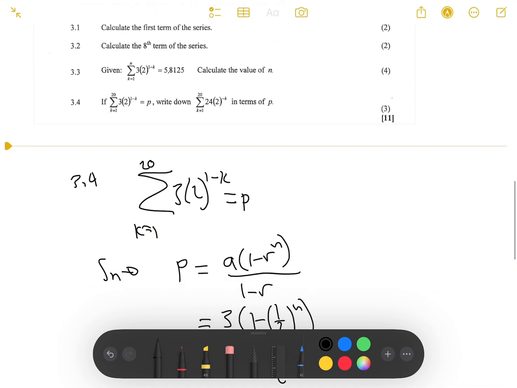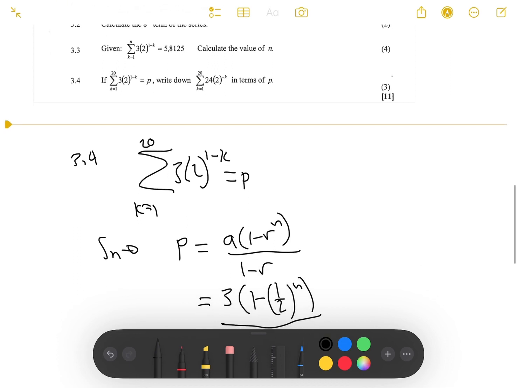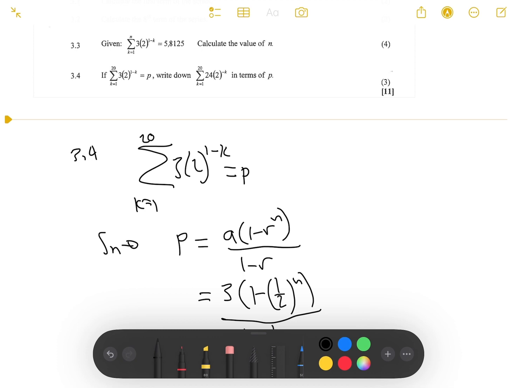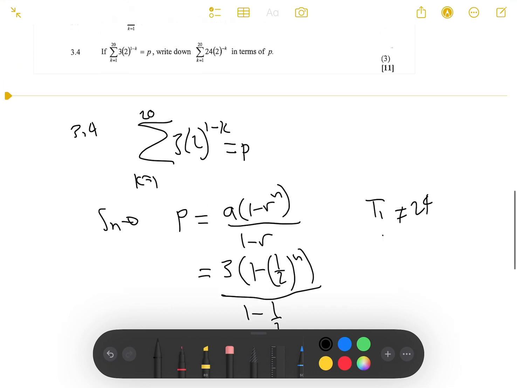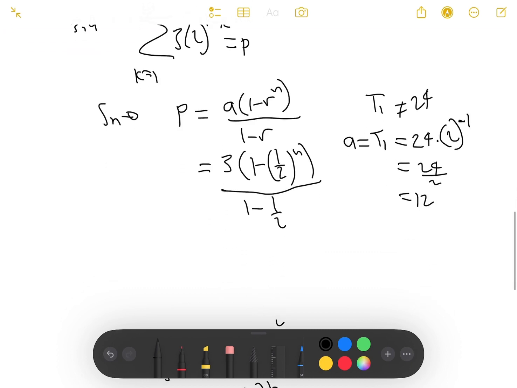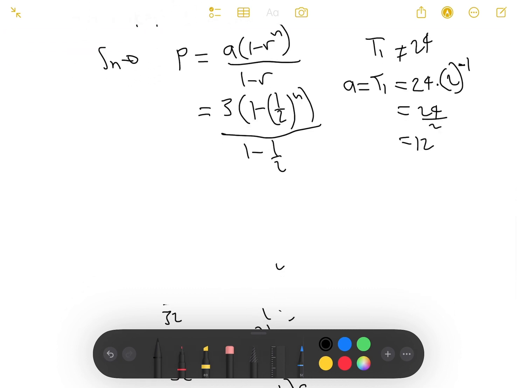But then in the second part of it, now we are to write down that one in terms of p. What we note down is that T1 is not equals to 24. But then what is T1? T1 basically, which is A, is equals to 24 times 2 in bracket negative 1, right? That is the same as 24 over 2, which is equals to 12, right?